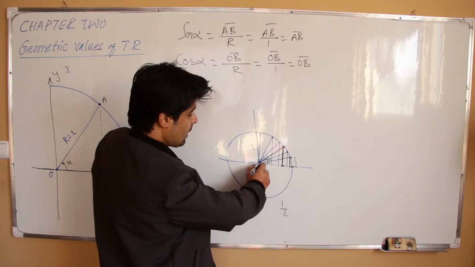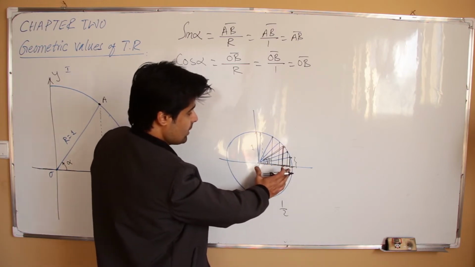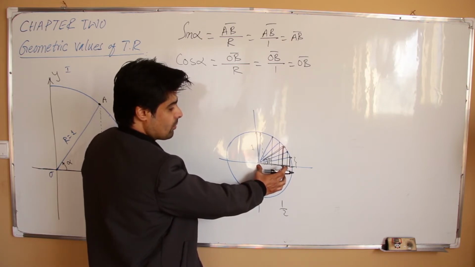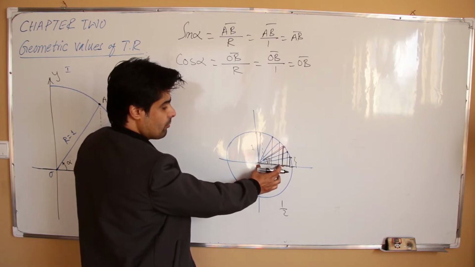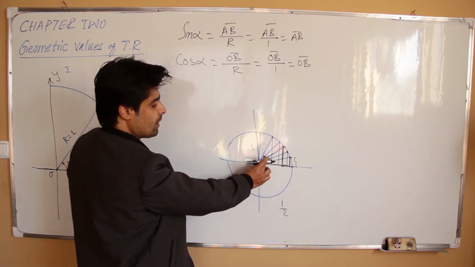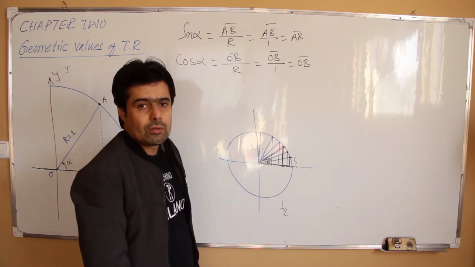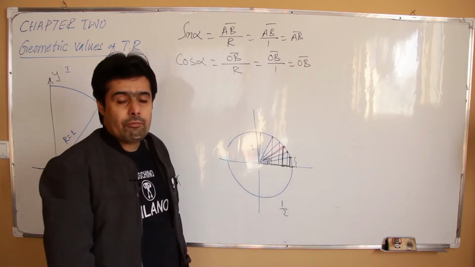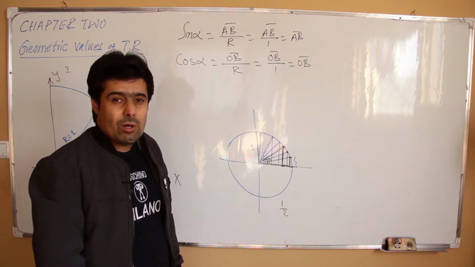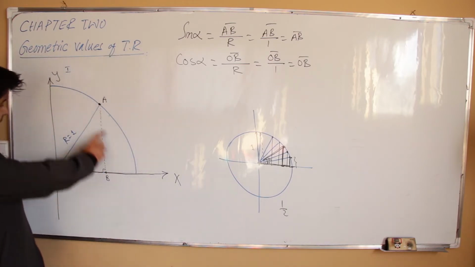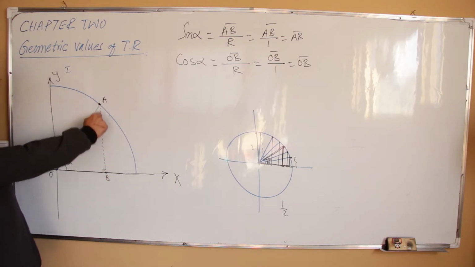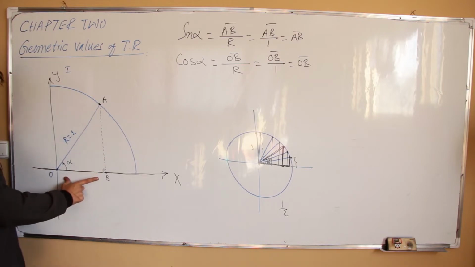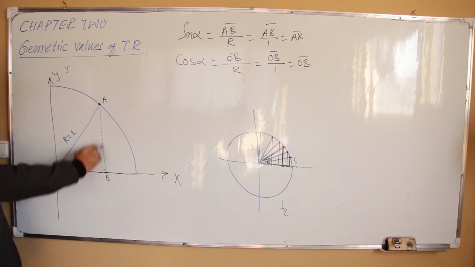Now, this is the abscissa. For 10 degree, this is the cosine of 10 degree. For 20, this is cosine of 20. This is cosine of 30, cosine of 40, like this. Up to cosine of 90, you can measure. I think you have got it. These lines show the value of sine and cosine. The value of sine and cosine is inside the circle. The line ordinate with the y shows the value of sine, and this one shows the value of cosine.